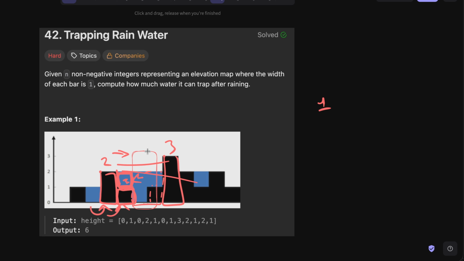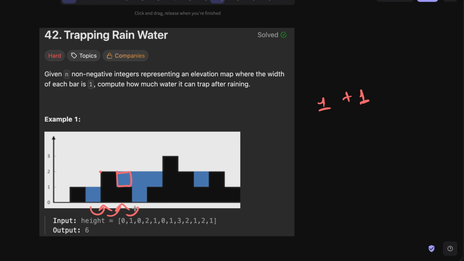So what you can say is that we are going to find the minimum of this, and we are going to subtract the height of the block that we are currently on. So 2 minus the height of this block is what? 1. So it means we are going to hold 1 block of water on this position. So now we have one more block of water.